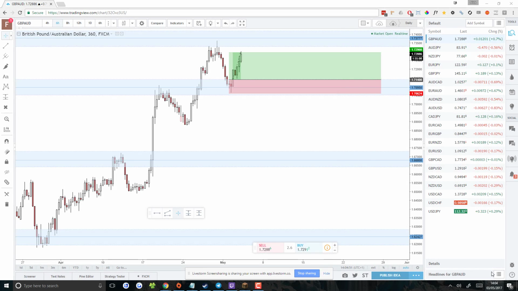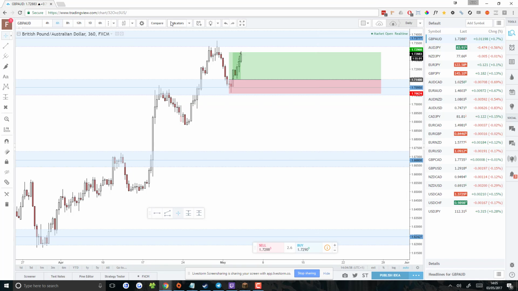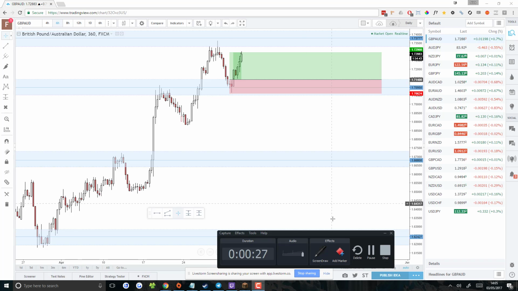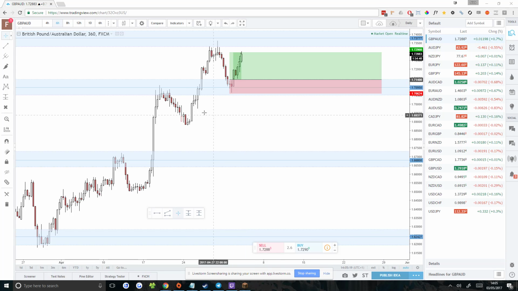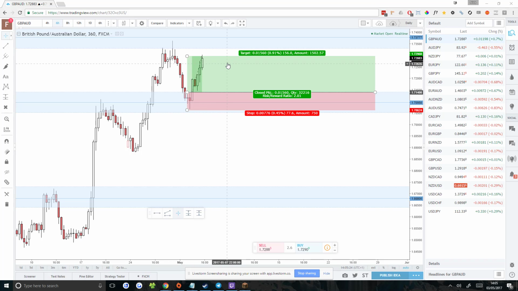So today is Wednesday, the 3rd of May, 2017. The time is 14:04 here in the UK. You're looking at a GBP AUD 6-hour chart. In today's analysis, we're going to review some of the trades from yesterday, and we're going to look for new trades. Not too sure if any new trades are forming, but let's get started. So, yesterday, I talked about a GBP AUD long trade that I was in.